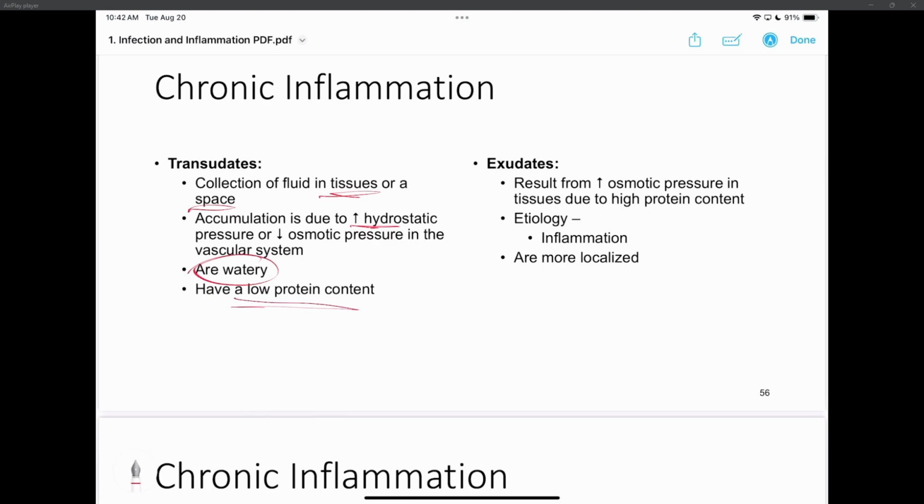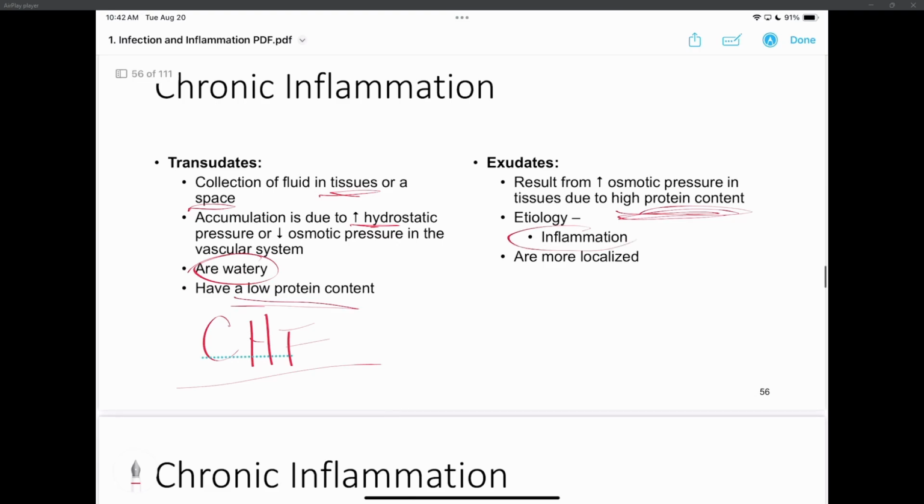Big example of a transudate: CHF, congestive heart failure. Because we have increased blood in our legs, it causes increased hydrostatic pressure from all that fluid pushing out, and they get swelling in their legs. An exudate is a result of increased osmotic pressure in tissues due to a high protein content. The etiology of an exudate is usually inflammatory. Okay?